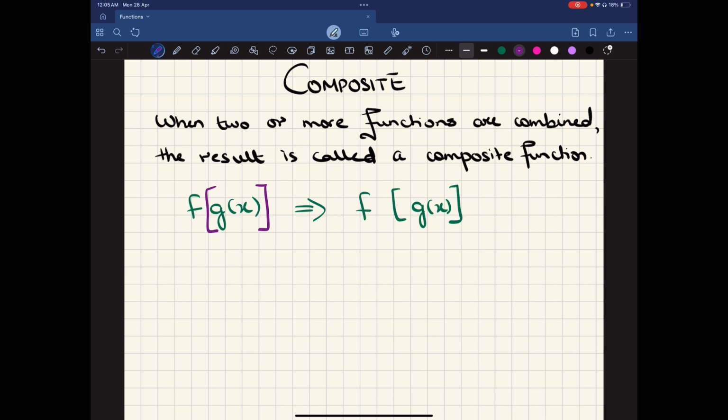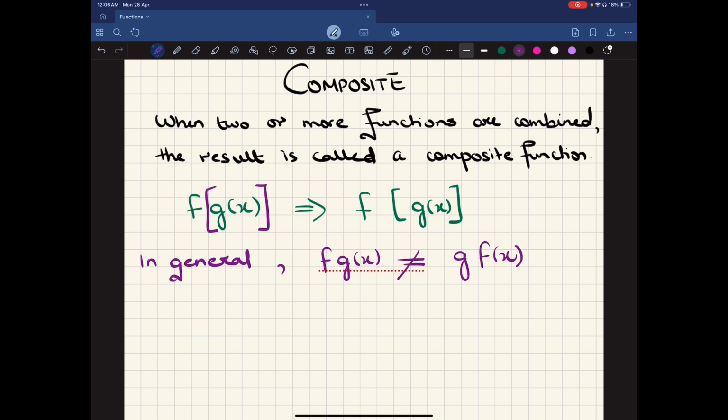Also, in general, you need to keep in mind that f of g of x is usually not equal to g of f of x. Sometimes in very special cases they are equal, but in general most of the time they're not equal. And the order of the functions is also very important.